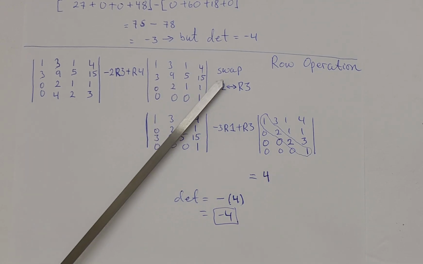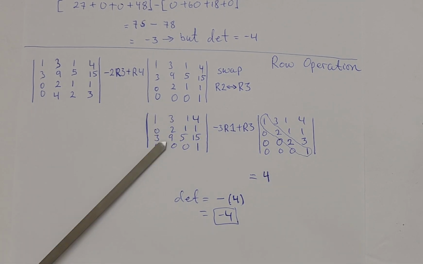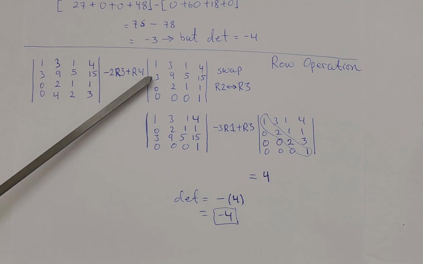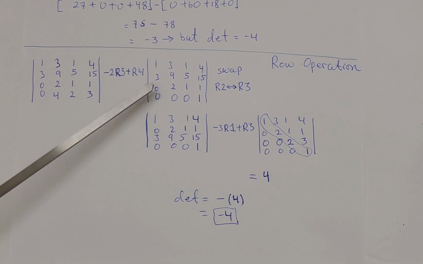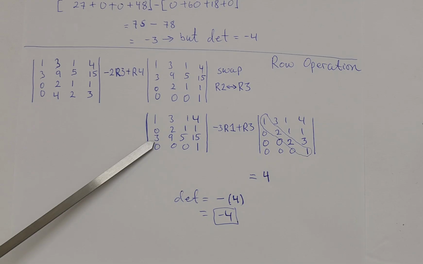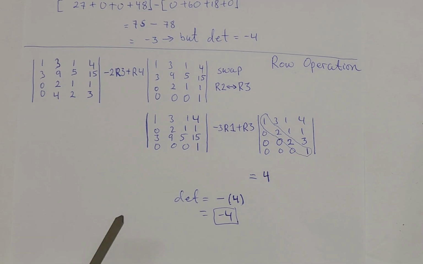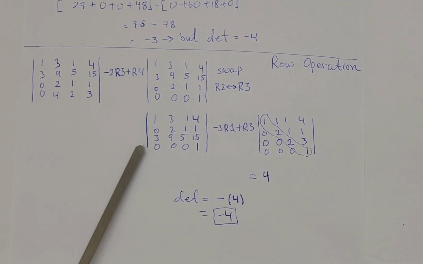So now I'm going to switch row 2 and row 3. So here's row 2, here's row 3. I'm going to switch these two rows. So row 2 now becomes row 3, and row 3 now becomes row 2. And there's a reason why I left that alone in the beginning.